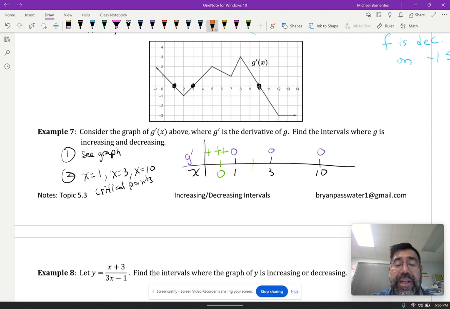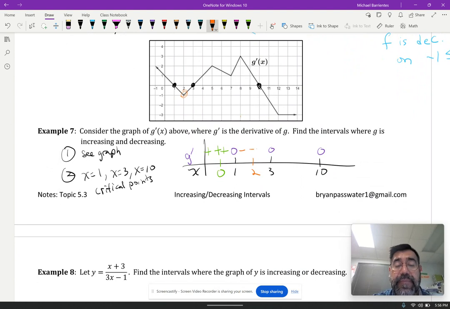Pick a point between 1 and 3, like 2. My graph is under the x-axis. It's in the negative part. So therefore, g prime is negative. Pick a point in between 3 and 10, like 5. So 5 is above the x-axis. That means my function is positive, but the function is the derivative, so that means the derivative is positive. And then pick a point to the right of 10, like 11, and that would be in the negative part, so that means all of these are negative.